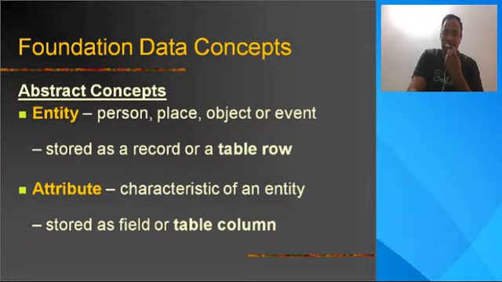Now come to the basic concept, the foundation of the data concept. The foundation of the data concept is the abstract view of the data. For the abstract view of the data, first of all, we should know the entity and then the attribute. An entity is any person, place, object or event that is stored as a record or table row. An attribute is a property or characteristic of the entity, stored as a field or table column.